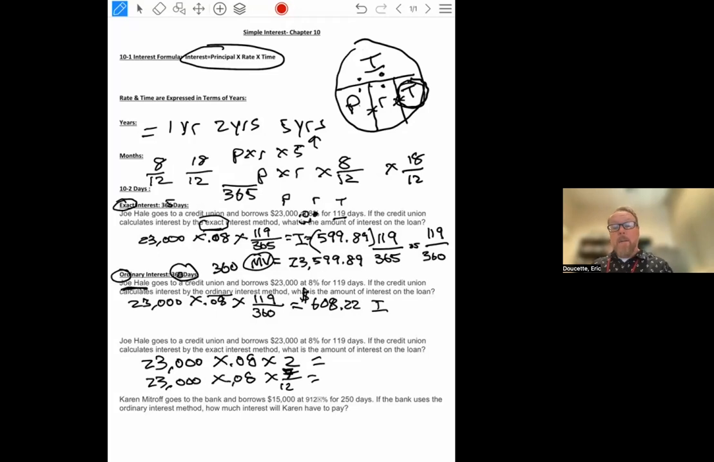So, all right, well, let me look at how much I will earn. Let's look at the next problem here at the bottom. This is another one: $15,000 at 9.5% interest for 250 days using the ordinary method.